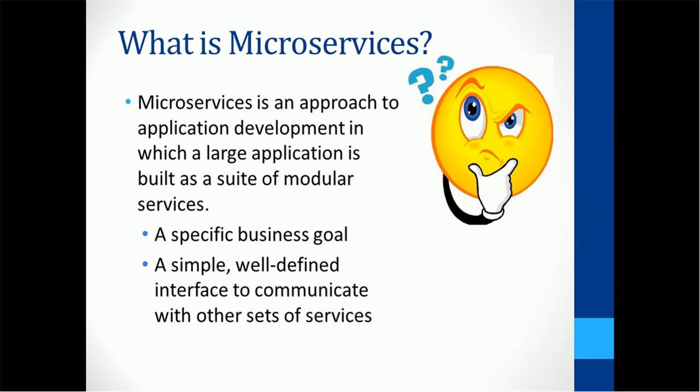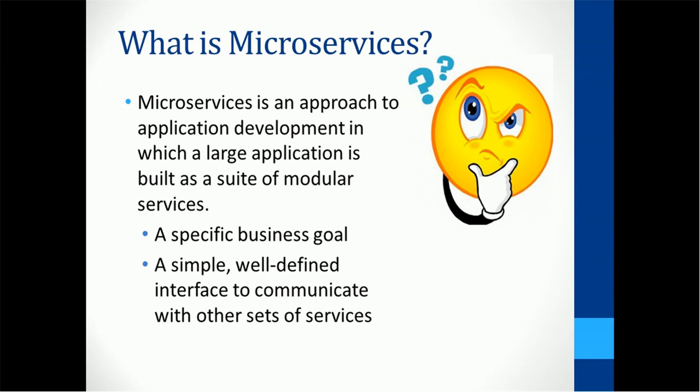If we divide this application into small parts, each service has its own business goal. For achieving adding, updating, and deleting, we'll create three microservices. The first microservice will just deal with adding a customer. The second will just deal with updating a customer. And the third will do the deletion of a customer. So each microservice has its own specific business goal.